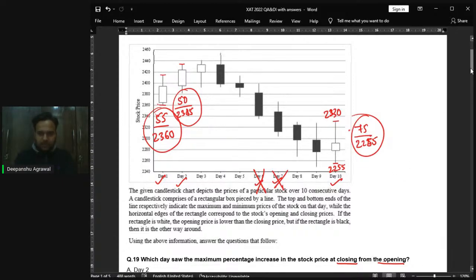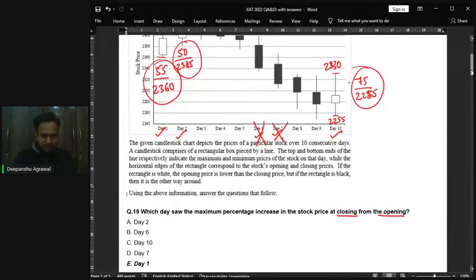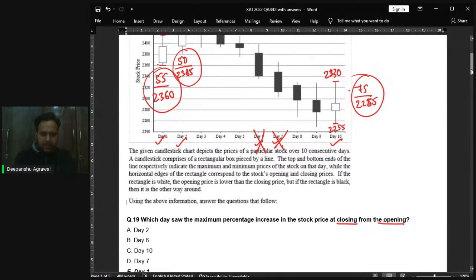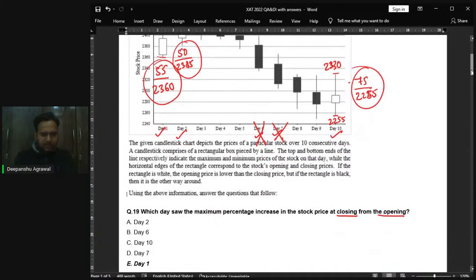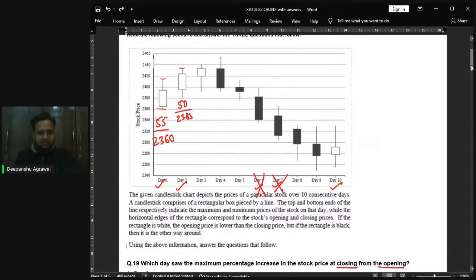Just a second. Maximum percentage increase. I think the answer for this should be day 10. The maximum percentage increase, oh, we have actually solved it wrong. We have taken the maximum and minimum of this. We need to take the opening and closing price, right? No one actually reminded me. We have to take this one and this one, right? So that's what we have done here wrong.